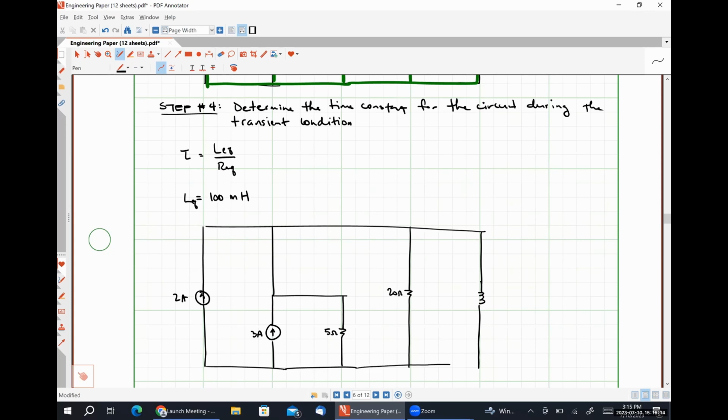I am going to remove my energy storage element from the circuit. So I take my inductor out. I look in through the terminals, and I need to be looking at a dead network, which means I turn off my 3 amp source and I turn off my 2 amp source. So that's just going to leave behind open circuited terminals. So what do I see?